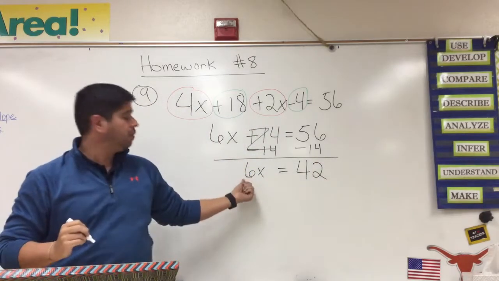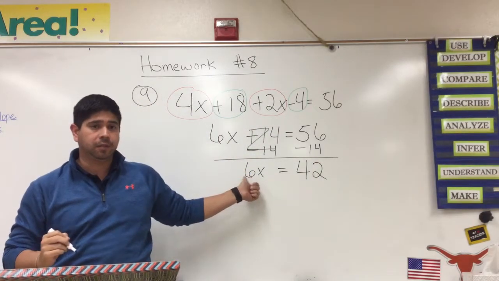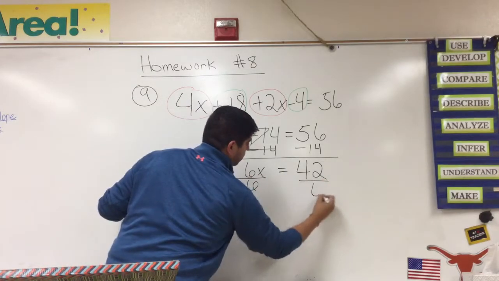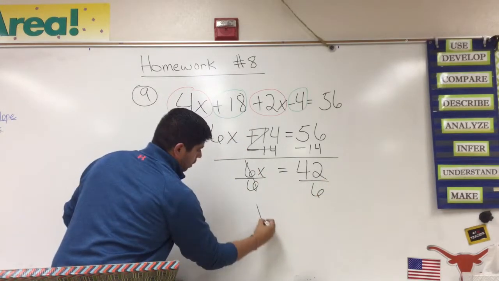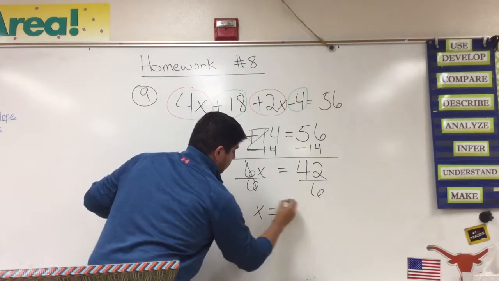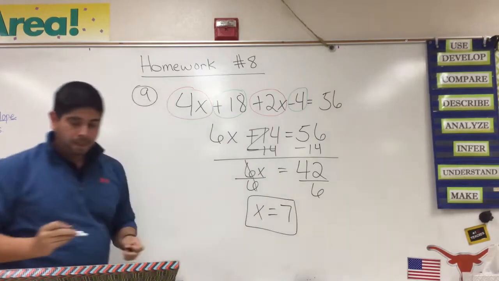Now I have the coefficient with the variable, which is what I'm going to divide by. So divide by 6, divided by 6. That makes 1. X equals 42 divided by 6, 7.